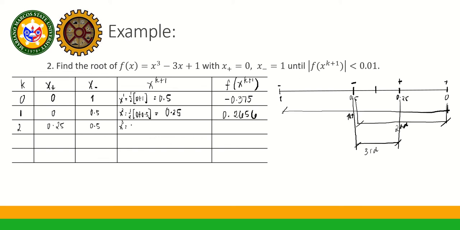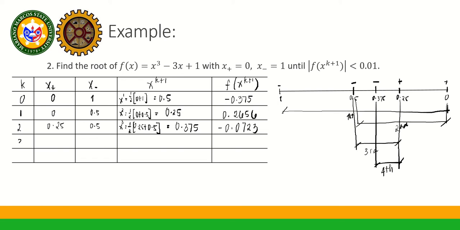So, x raised to 3 is equal to 1 half times 0.25 plus 0.5, this is equal to 0.375. And if we plug this into our function, we will get a value of negative 0.0723. So, this is 0.375 and this is negative. So, where do we get our next value? Here. This will be our next interval. So, this is our fourth interval. And the absolute value of this is not yet less than 0.01.